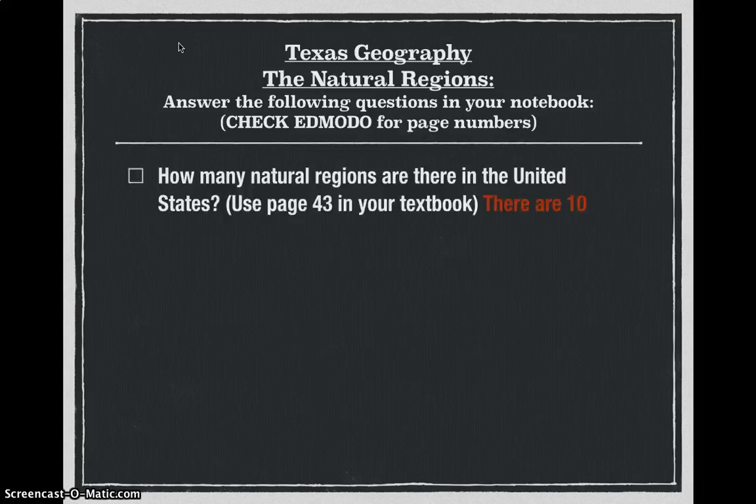Alright, so how many natural regions are there in the United States? Well, going off of the information found on page 43 of your textbook, you will know that there are 10 natural regions in the United States. 10 natural regions. That is a lot of natural regions, okay? Cool. Now, the key thing is, can you list them?